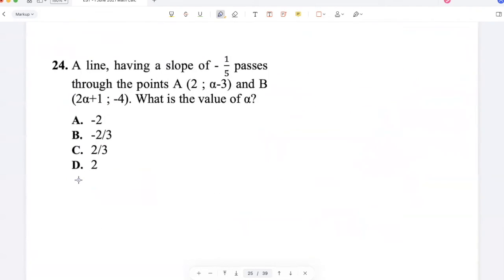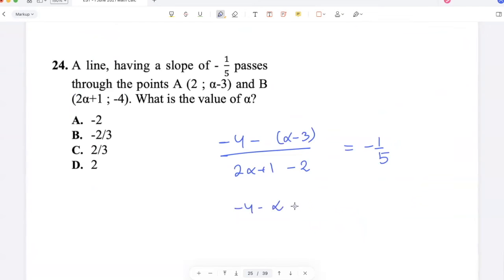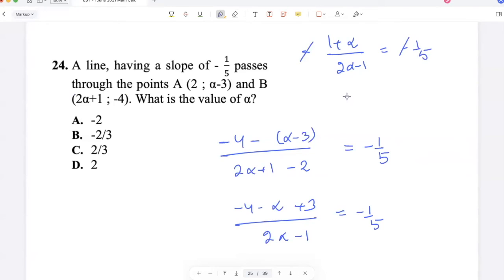A line having a slope of negative 1 by 5 passes through the points this and this. What is the value of alpha? Okay, so minus 4 minus alpha minus 3 divided by 2 alpha plus 1 minus 2 is negative 1 by 5. So minus 4 minus alpha plus 3 over 2 alpha minus 1 is negative 1 by 5. So first we can solve this. Minus 4 plus 3 minus 1, minus 1 minus alpha. So I can write minus of 1 plus alpha by 2 alpha minus 1 is negative 1 by 5. The negatives can go. So 5 plus 5 alpha is 2 alpha minus 1. So 3 alpha is minus 6. So alpha is minus 2. So it's A.